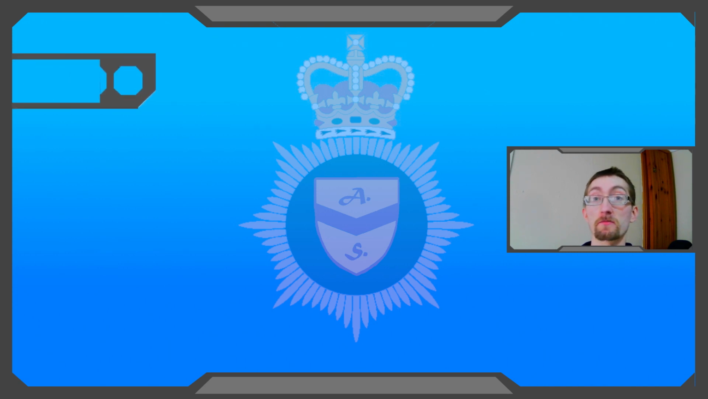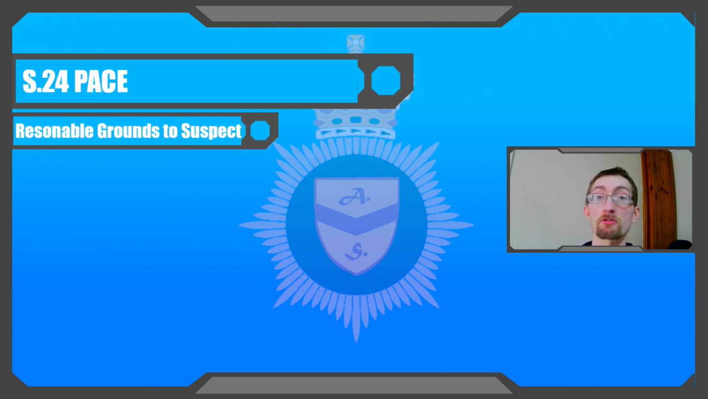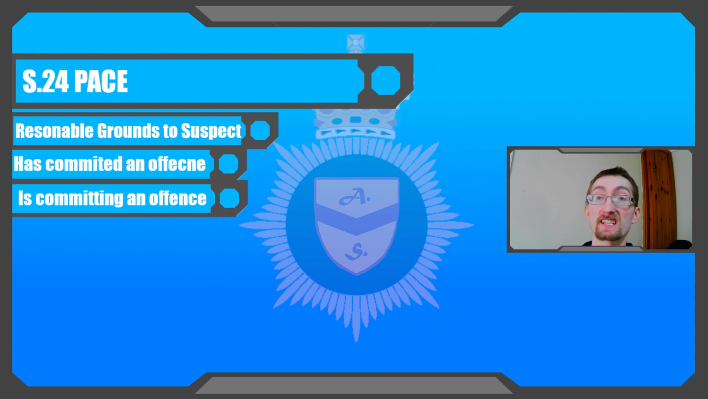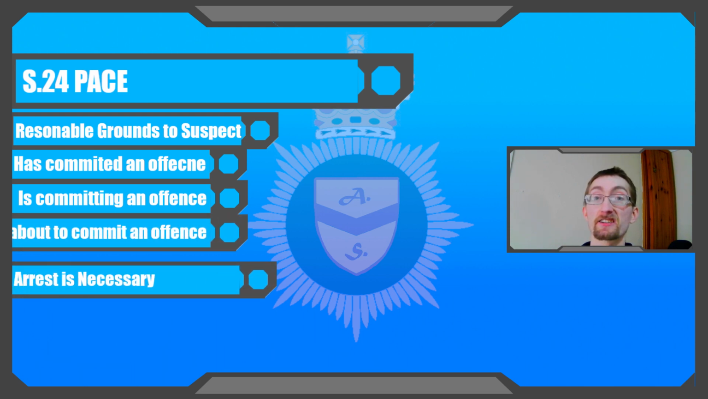In this video today we're going to be discussing the powers of a police officer to arrest someone without a warrant. Now, this power comes from section 24 of the Police and Criminal Evidence Act, which states that an officer may arrest any individual who they have reasonable grounds to suspect has committed an offence, is in the process of committing an offence, or is about to commit an offence, and they believe it is necessary to arrest that individual.